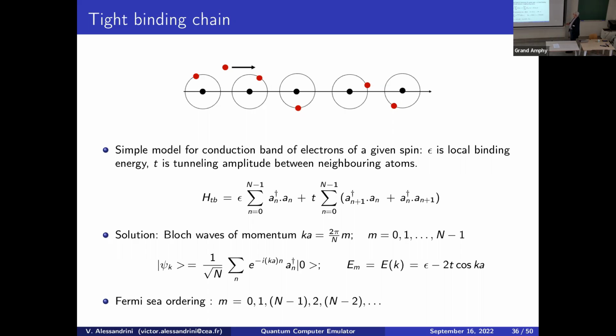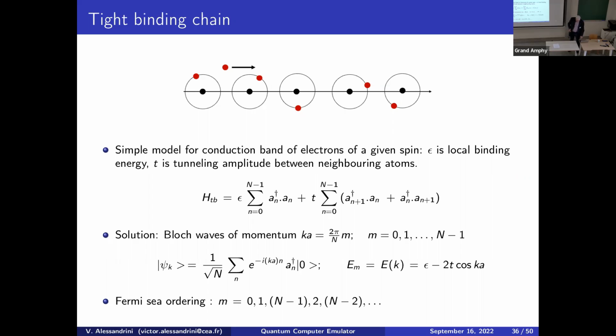And if we have n sites, we have n possible values of the momentum. And this set of energy levels is called the Fermi sea. And the ordering is we have a ground state at k equals 0. Then we have 1 and n minus 1, degenerate, 2 and n minus 2, degenerate, and so on.